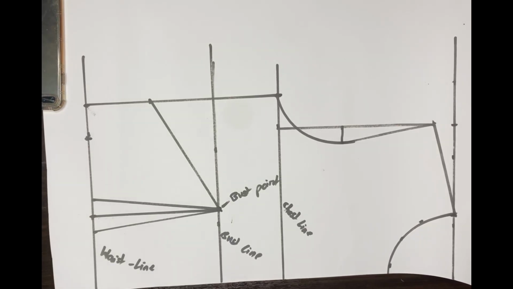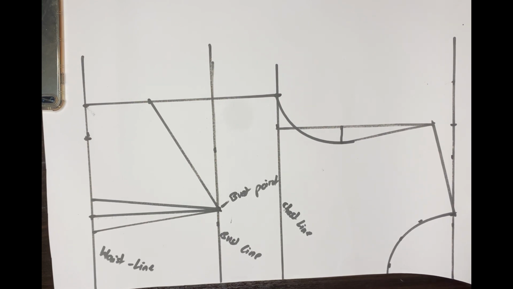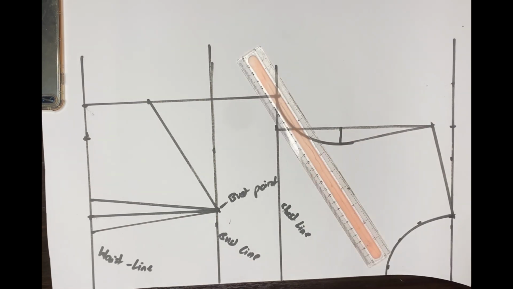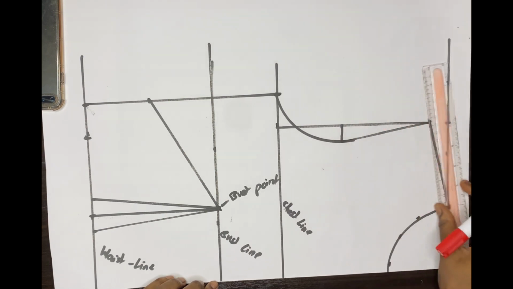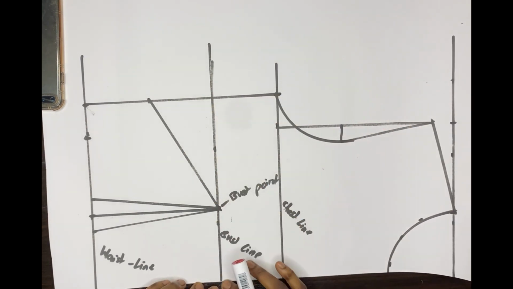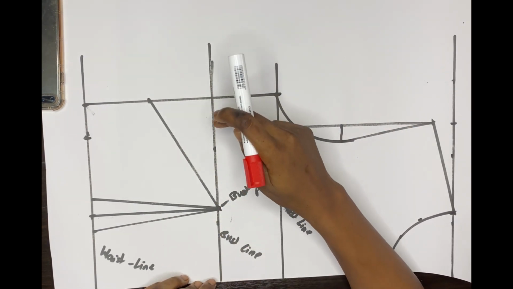Last week we looked at how to draft the basic bodice, and today we are going to continue by doing our underbust tightening and our upper bust tightening, in order to derive our basic bustier. So we will start off with our underbust tightening. So we have our chest line, our bust line, our waistline.